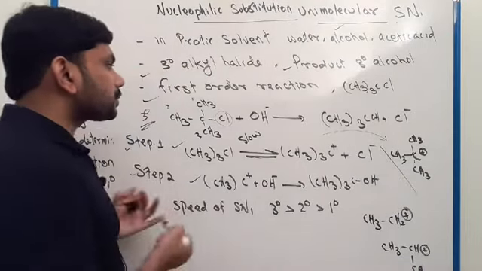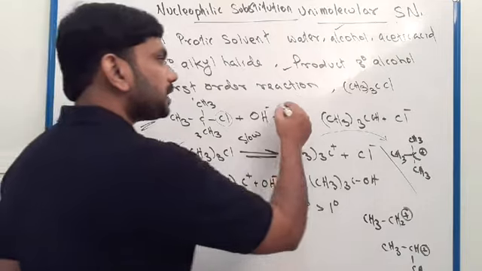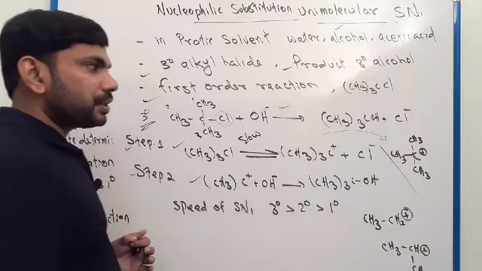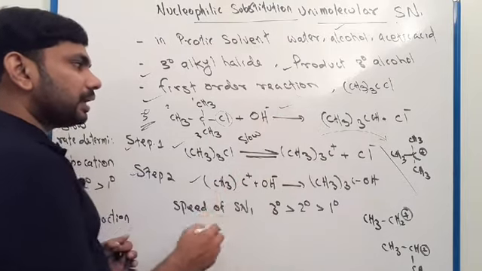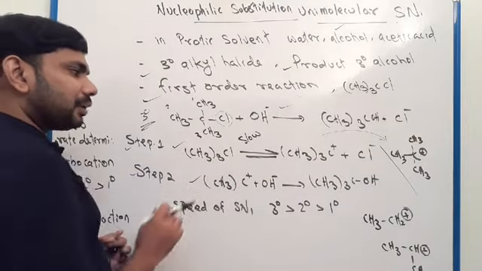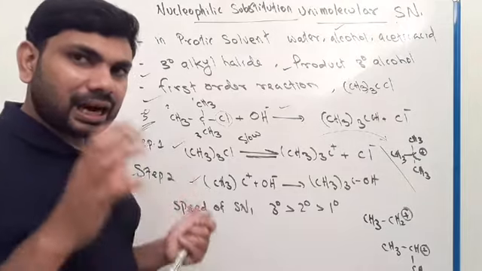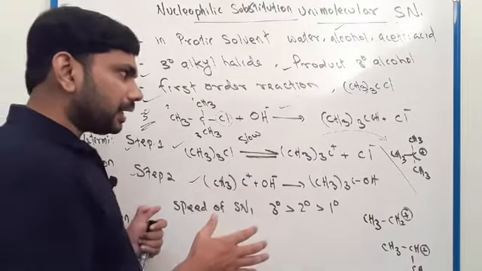That's why this chemical reaction takes place faster. Okay, if there is a secondary, look here, imagine secondary alkyl halide and primary alkyl halide.